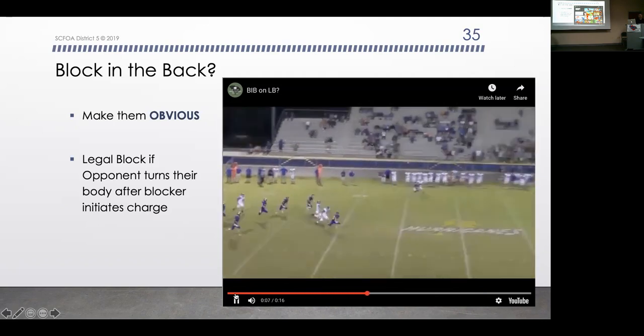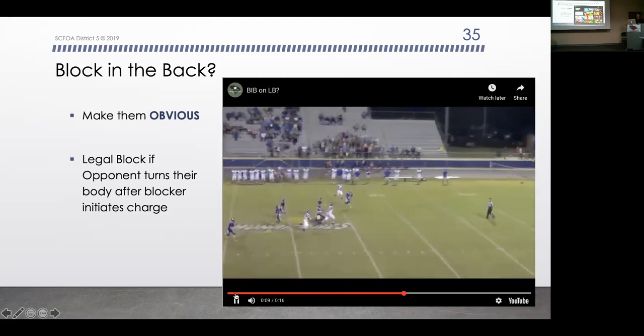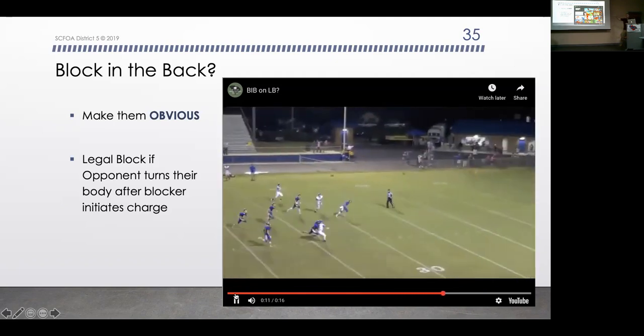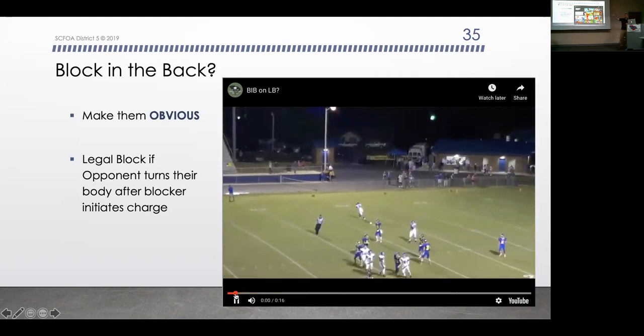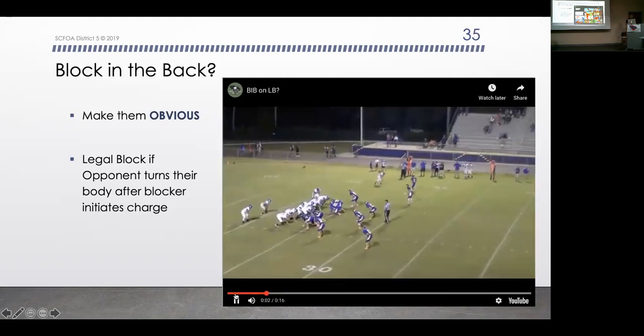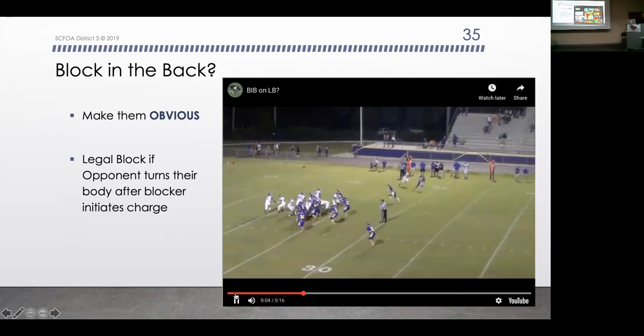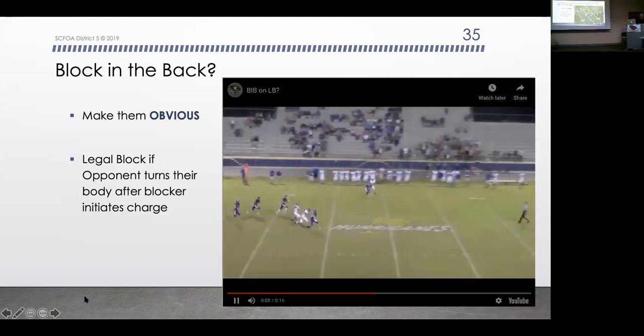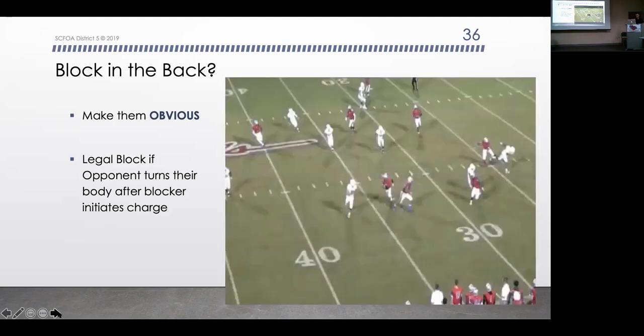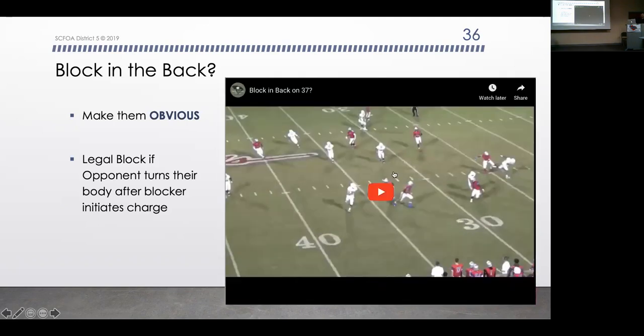I think the key is to make them obvious. When we go back to the punt return, those were obvious. I think that's what we need to be looking for, the obvious ones on these sorts of things. I think it was a good one. And that's when it happens. Another one.